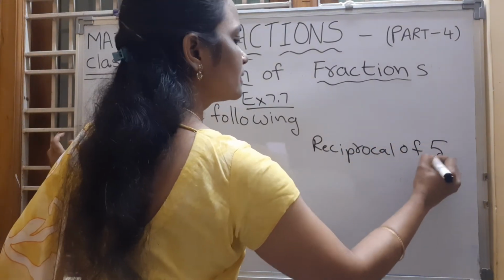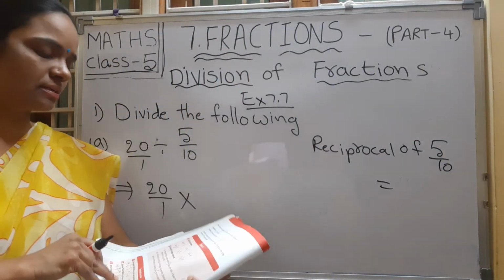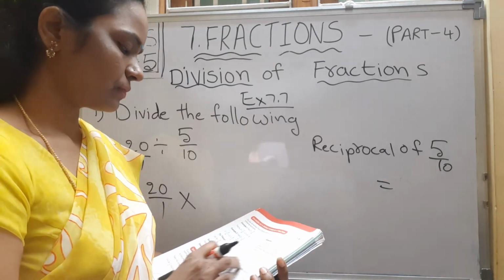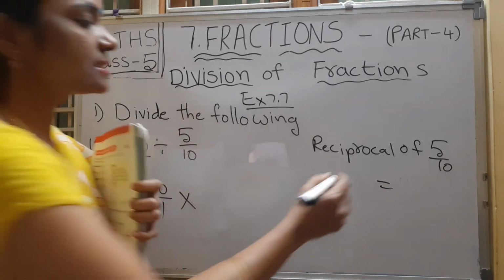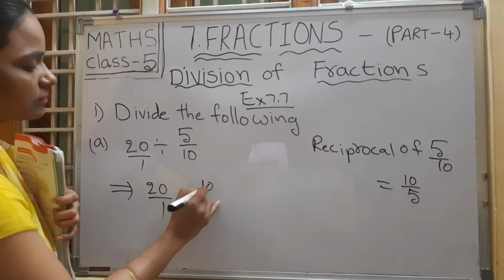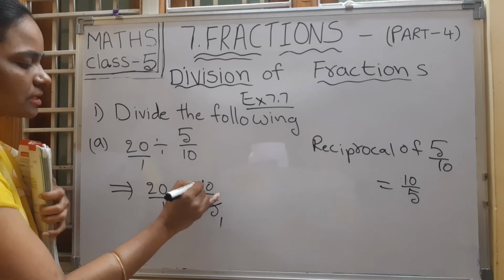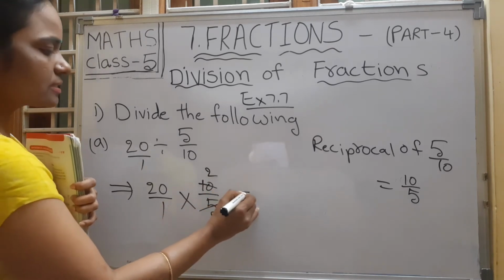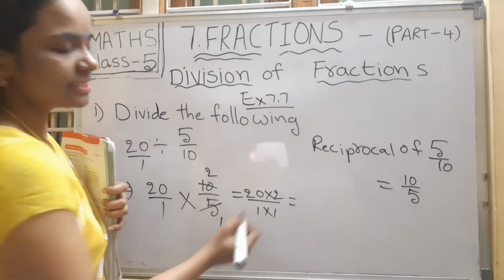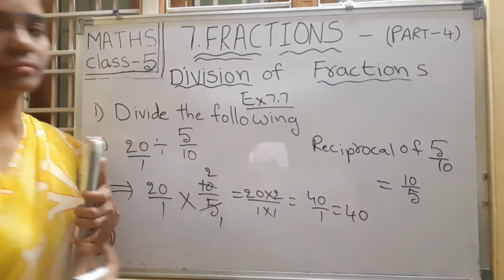Reciprocal of 5 by 10 is the reverse. Reciprocal means reverse we have to take. So here the reciprocal of 5 by 10 is 10 by 5. Reverse. So write down 10 by 5. Okay, children? Yes, now 5 table division. 5 1s are 5, 5 2s are 10. It becomes 20 into 2 by 1 into 1. 20 2s are how much, children? 40 by 1. Means 40 is the answer.